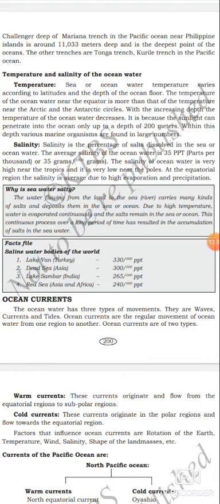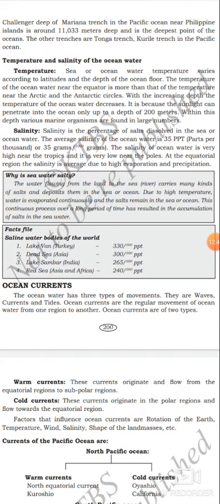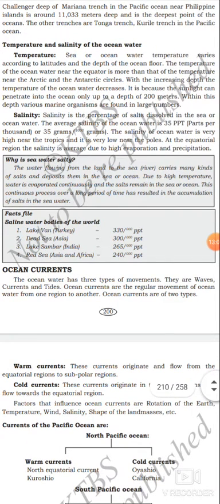Salinity is the percentage of salt dissolved in the sea or ocean water. What do you mean by salinity? Salinity means the percentage of salt dissolved in the sea or ocean water. The average salinity of the ocean water is 35 ppt. ppt stands for parts per thousand, or 35 grams.